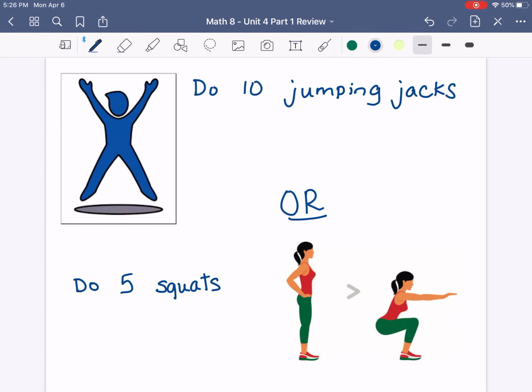Moving on. Woohoo! Break time! So don't go anywhere. Do 10 jumping jacks or do 5 squats. Pause the video while you're doing either of those. If you're feeling like you need the extra, then do both. That's fine. But get up and do something. At least wave your arms around. Play the video when you're ready to get moving again.